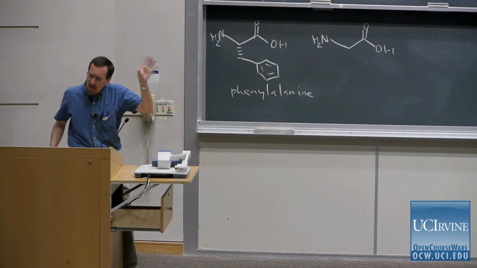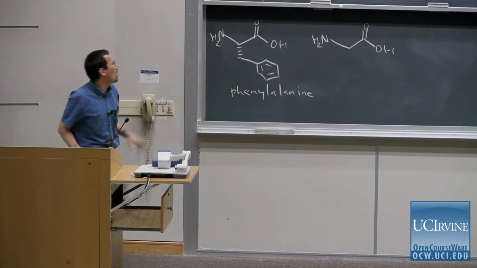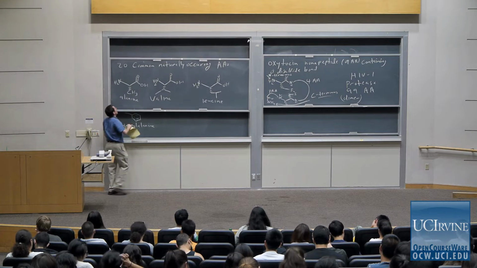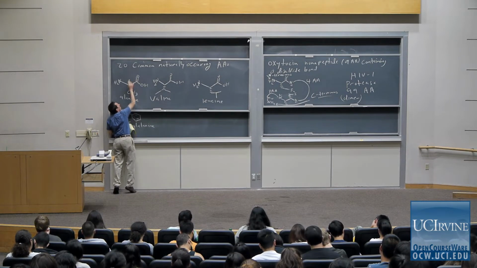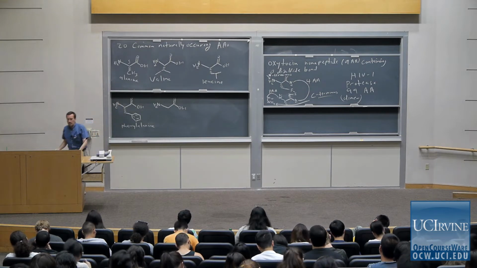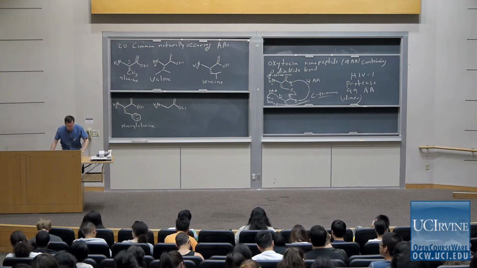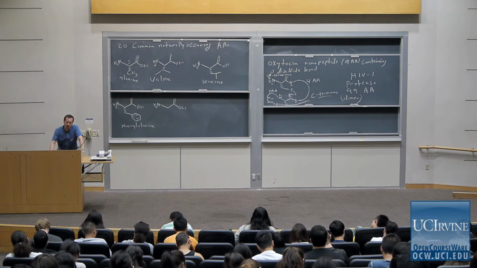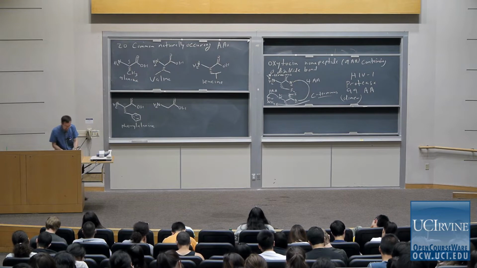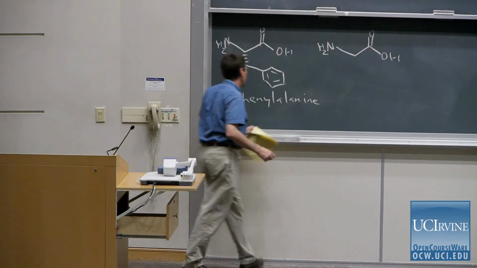Because of the Kahn-Ingold-Prelog rules, they're all, by the way, S stereochemistry. So I'll write S here with one exception. The amino acid cysteine, because of the higher Kahn-Ingold-Prelog priority of sulfur, ends up being R, even though the chain points in the same direction. But that's kind of a technicality.